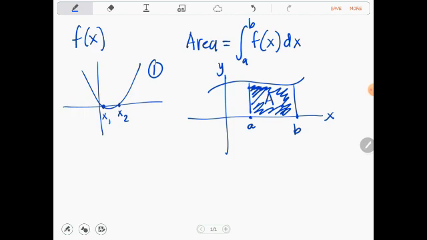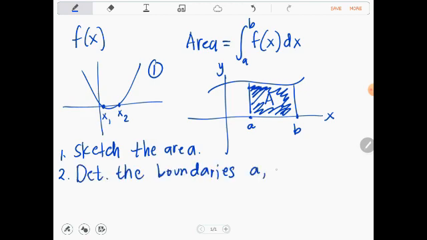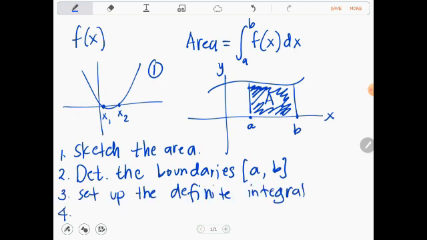So when calculating the area under a curve function of x, follow the steps. First, sketch. So what do we sketch? Sketch the area bounded. The second step, determine the boundaries, our x sub 1 and x sub 2, or in some other references, denoted by a and b. Let us just use a and b. Number 3, set up the definite integral. And for the last step, of course, integrate it.